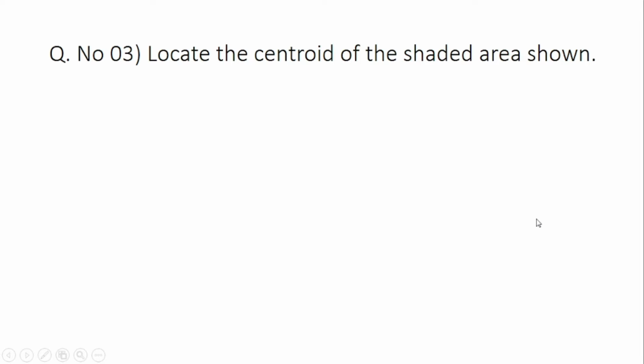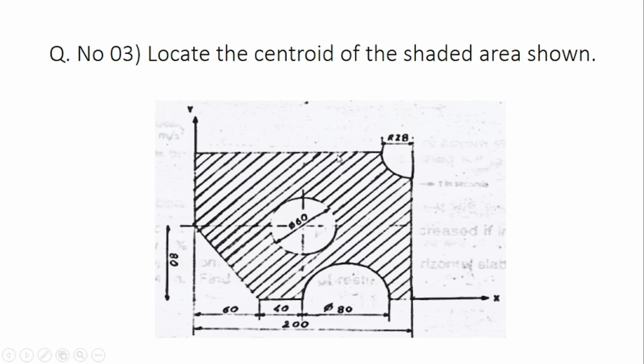Hello everyone. In the previous two lectures, we have discussed two numericals based on the centroid. We know that the centroid is the geometrical center of the given shape, or it is a point where the whole area of the object is supposed to be located. Now this is the given question: find or locate the centroid of the shaded area shown. So this is the shaded area.